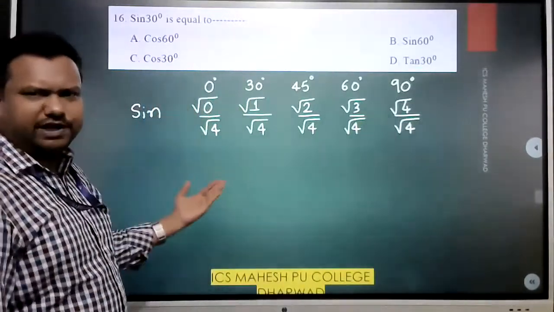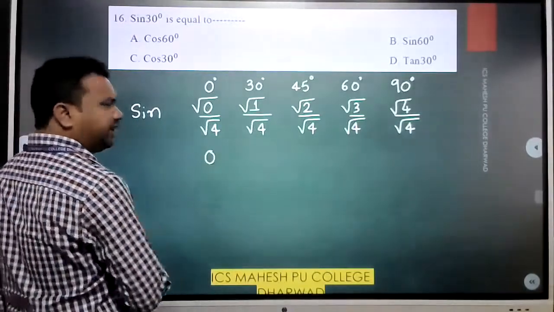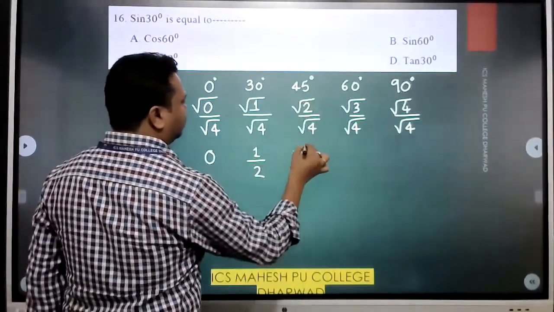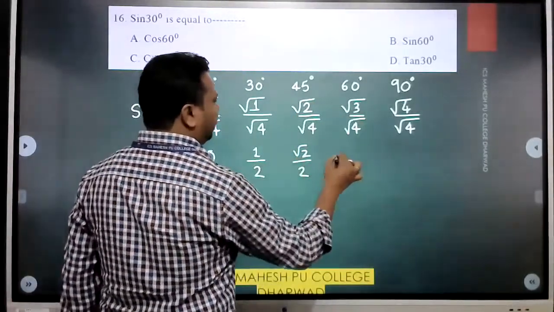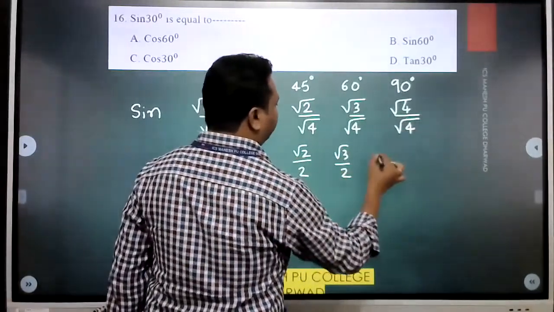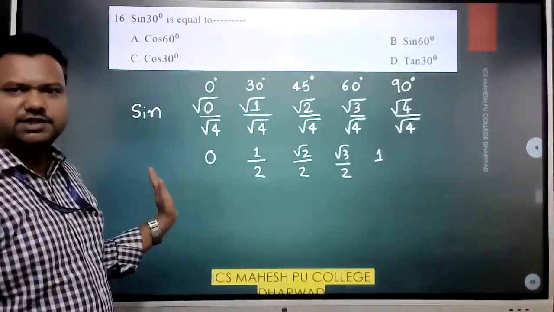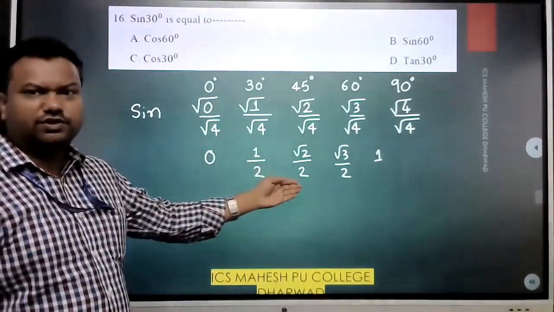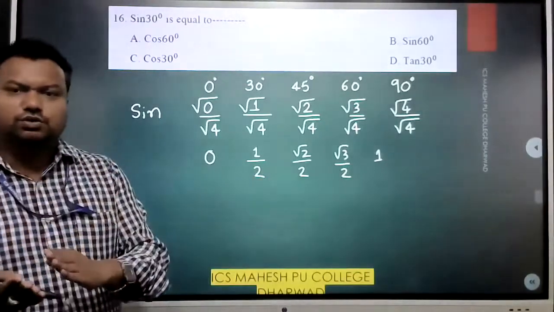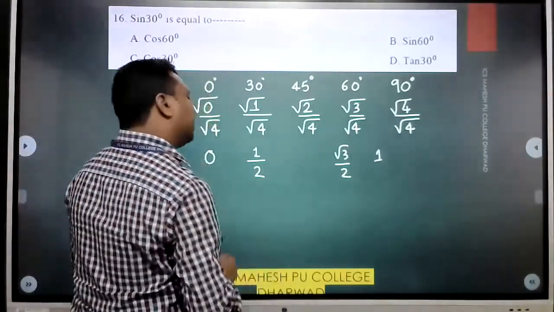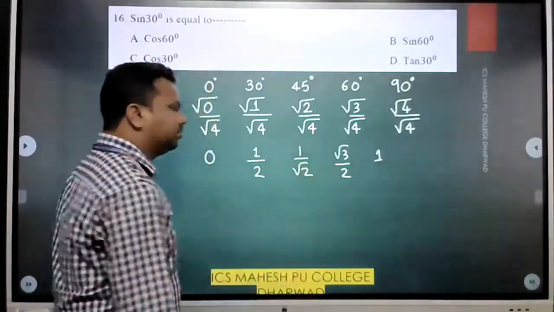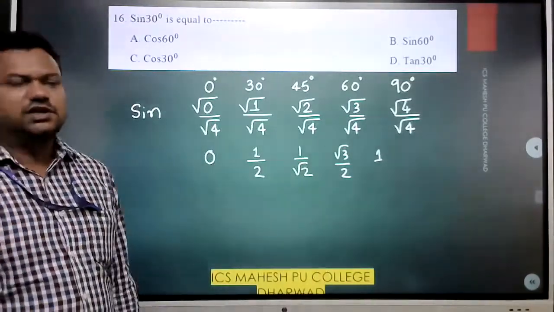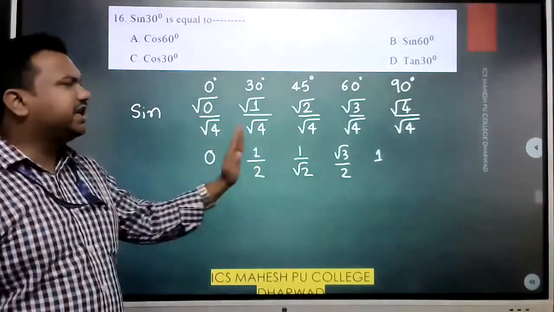Let's see what happens. Root 0 is 0 only, and 0 divided by a finite number is 0. Root 1 is 1, root 4 is 2. Root 2, root 2. Root 4 is 2. Root 3 by 2. Root 4 is 1. What is the interesting thing? We are getting the familiar values, my dear students. Easy to remember. Root 2 by 2, you know that. You can split the denominator 2 as root 2 into root 2, and after simplifying, it becomes 1 by root 2. That is still easy. So this is an easy way of remembering the sine function for the angles 0 to 90 degrees. Please take care. This is easy to remember.